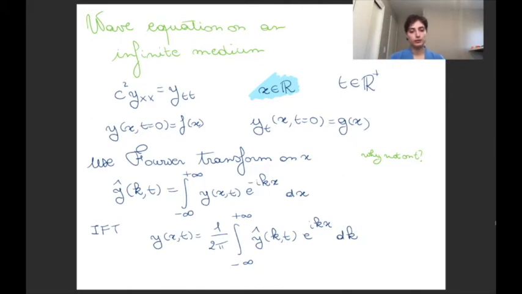The inverse Fourier transform is very similar, as we have seen. So it's the way we can go back from y hat to y. We have y being 1 over 2 pi, the infinite integral from minus infinity to plus infinity of y hat, this time a function of k and t, times the exponential of i k x, dk.